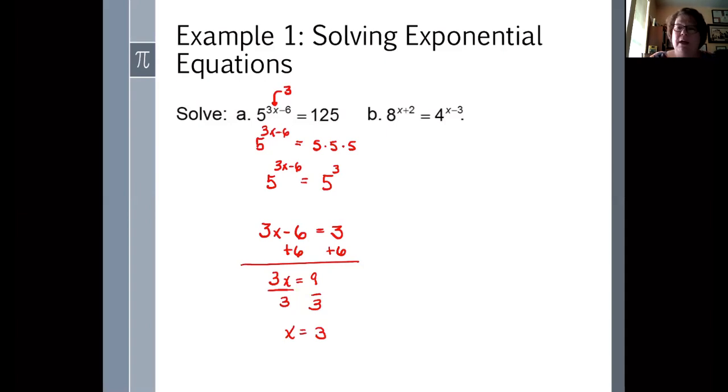However, I could write the 8 as 2 to the third. On the right-hand side, I could write the 4 as 2 to the second power. So I can match the bases by writing 8 as 2 to the third and 4 as 2 to the second power. So I'm going to do that. And I'm going to put that in parentheses. This is my 8, and I'm raising that to the x plus 2 power.